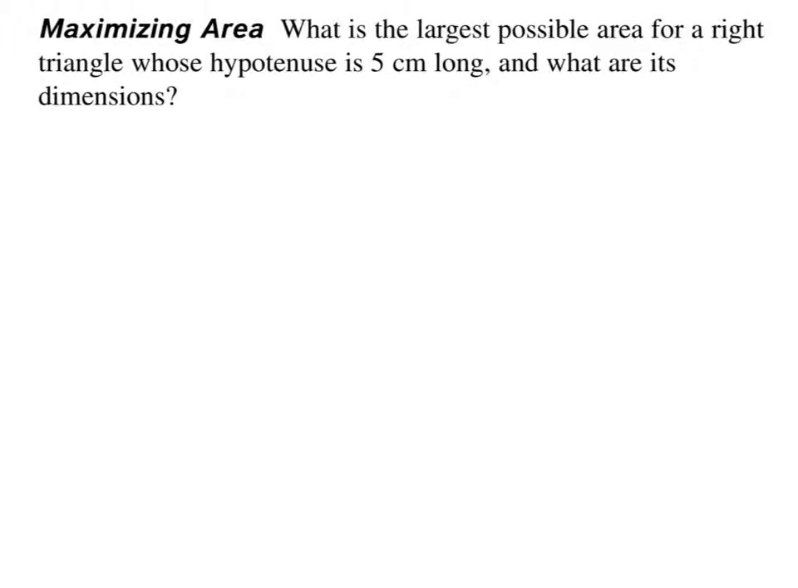here's an example I'd like for you to try: can you figure out how you would model this situation to maximize the area of a right triangle with a hypotenuse 5 centimeters long? I know that sounds hard, but take what you know about the area of a right triangle, and then figure out if you could set up an equation with one variable that would let you talk about the area of this triangle, and then we'll figure out how to maximize it. So hit pause, see how you do.